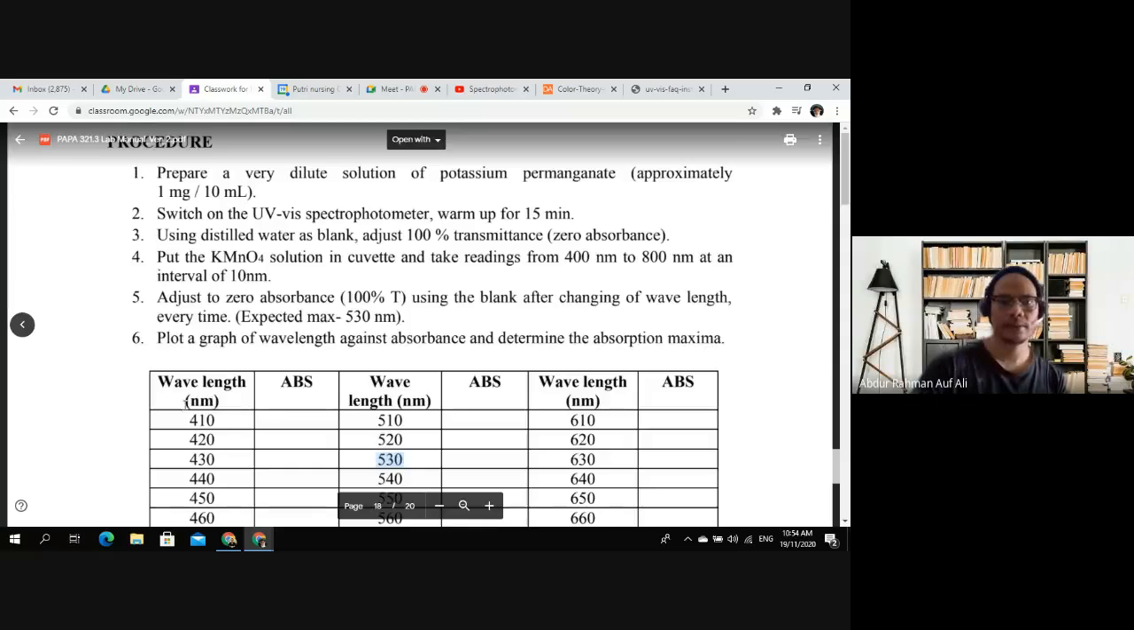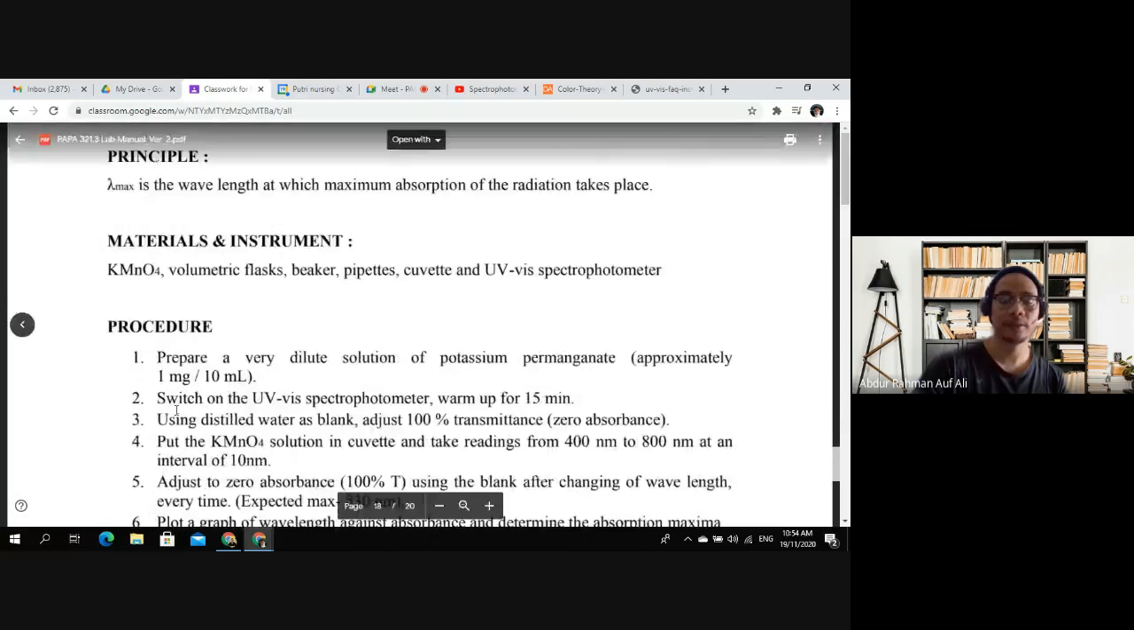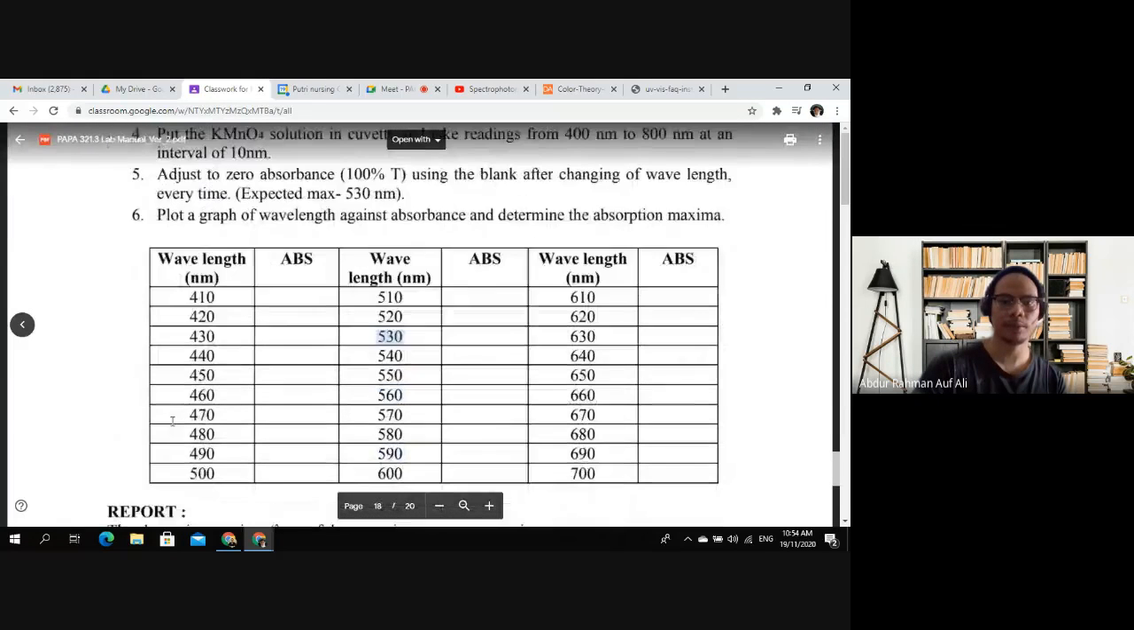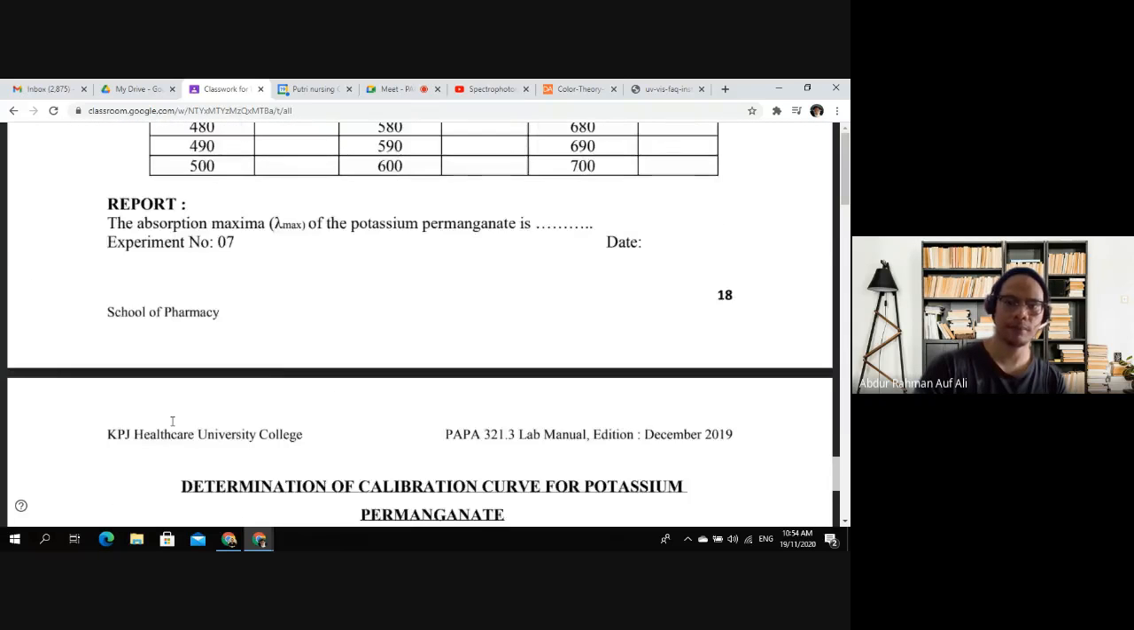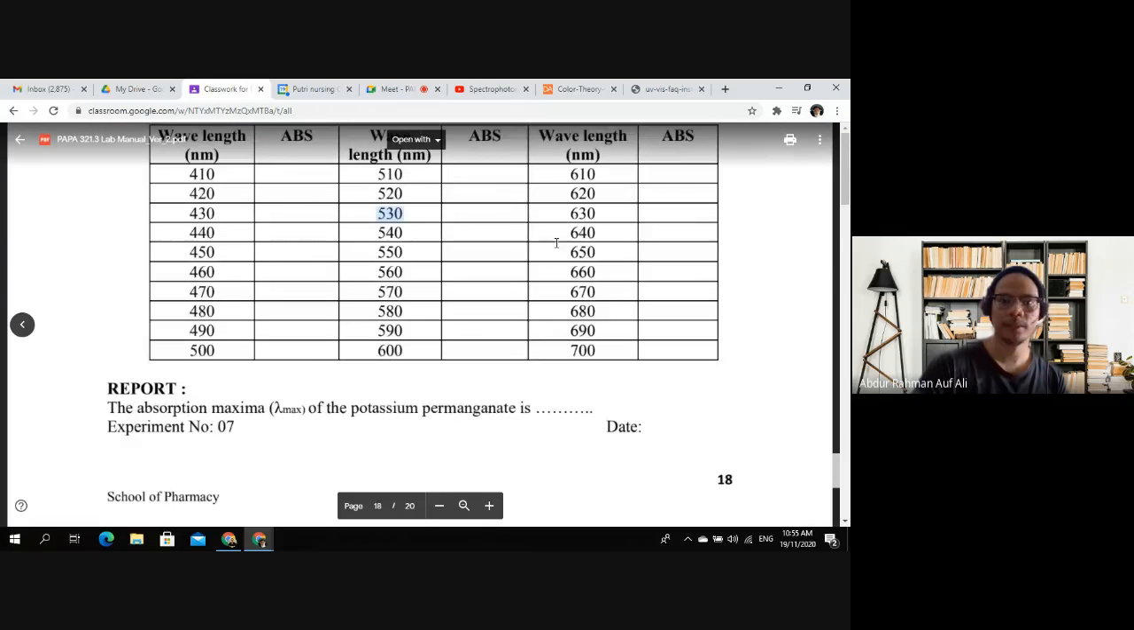So that is how we determine the calibration curve. So if we plot... no, this is not it, my bad. Okay, this is how we determine the absorption maximum.